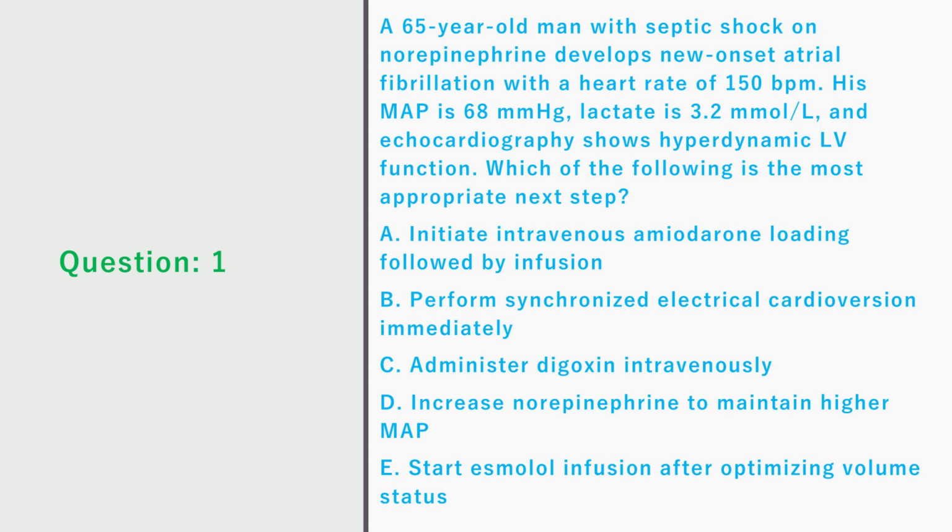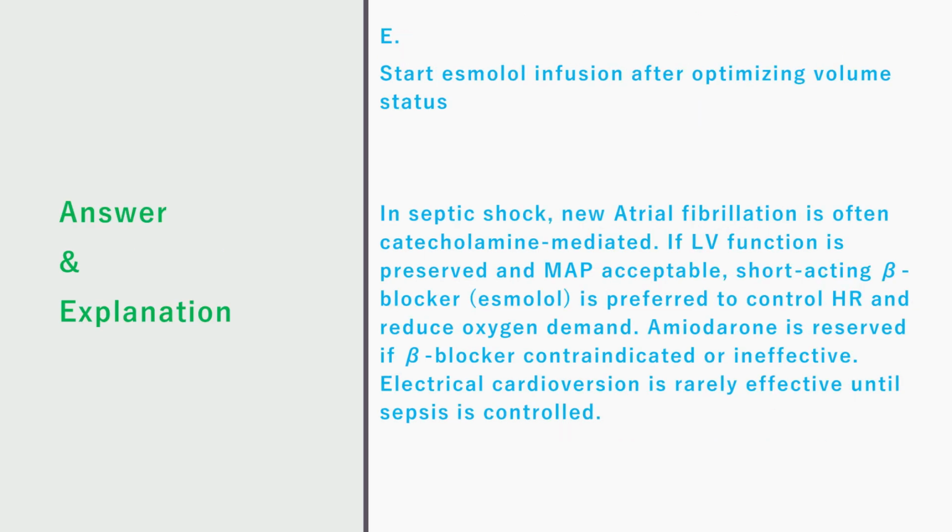A. Initiate intravenous amiodarone loading followed by infusion. B. Perform synchronized electrical cardioversion immediately. C. Administer digoxin intravenously. D. Increase norepinephrine to maintain higher MAP. E. Start esmolol infusion after optimizing volume status. Correct answer is E. Start esmolol infusion after optimizing volume status.